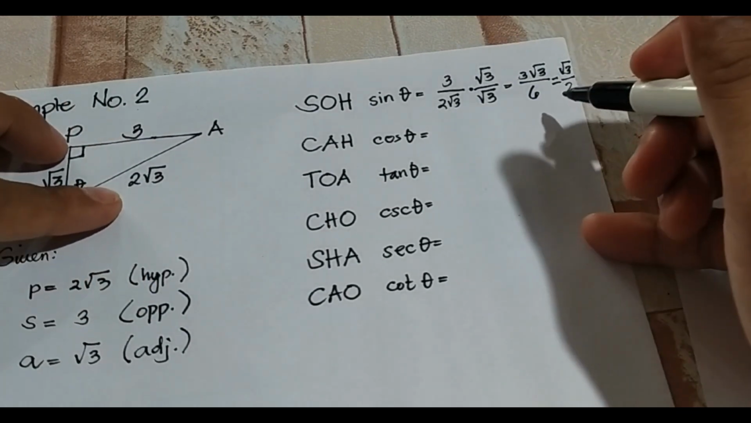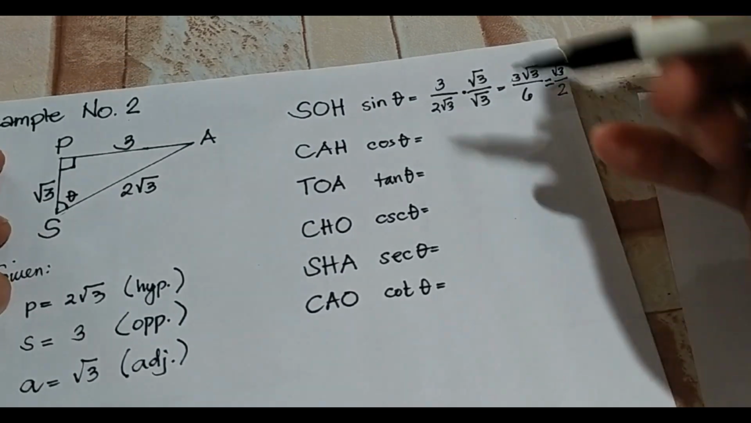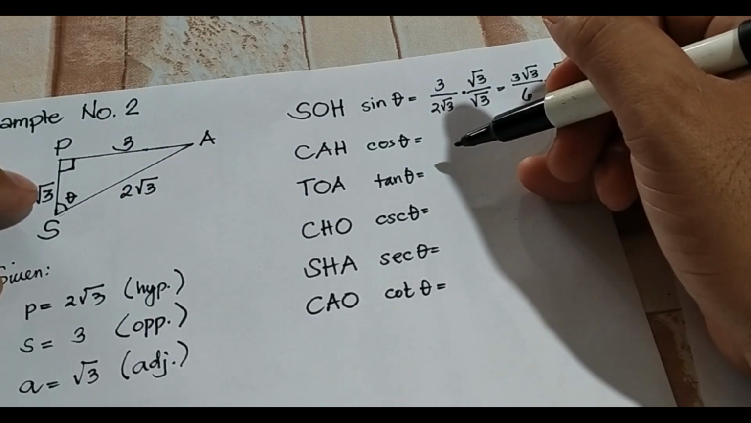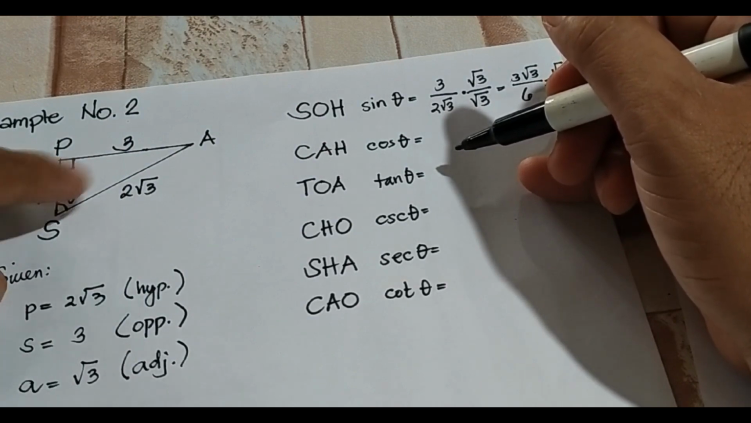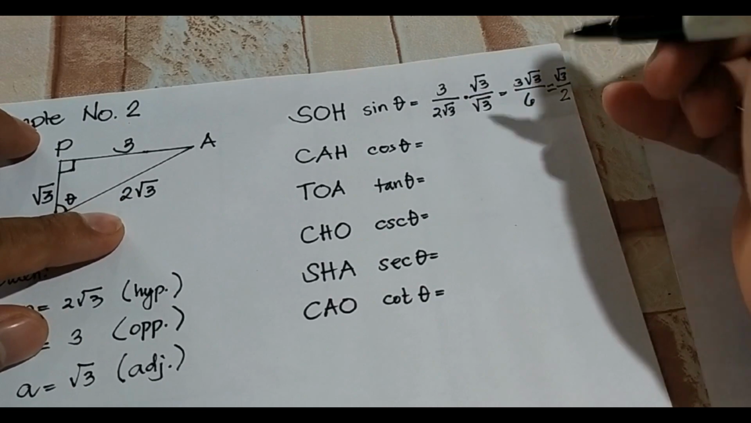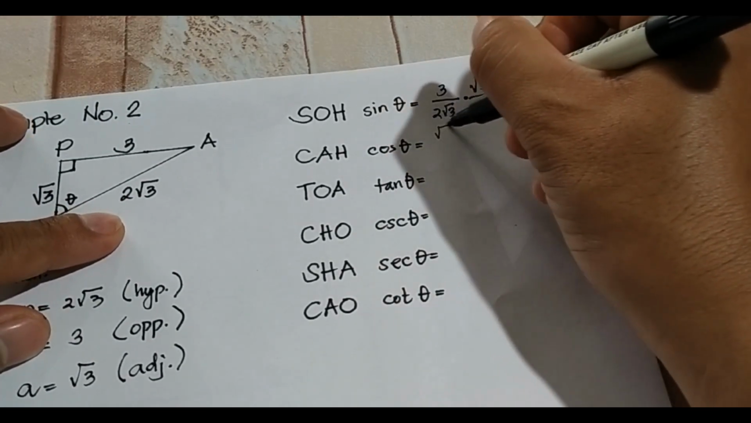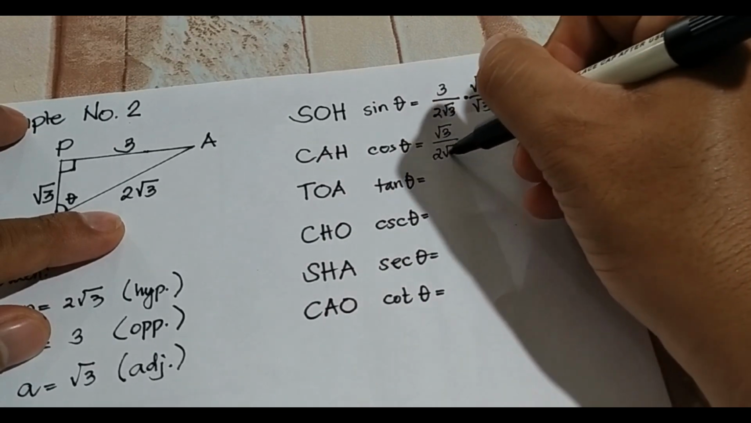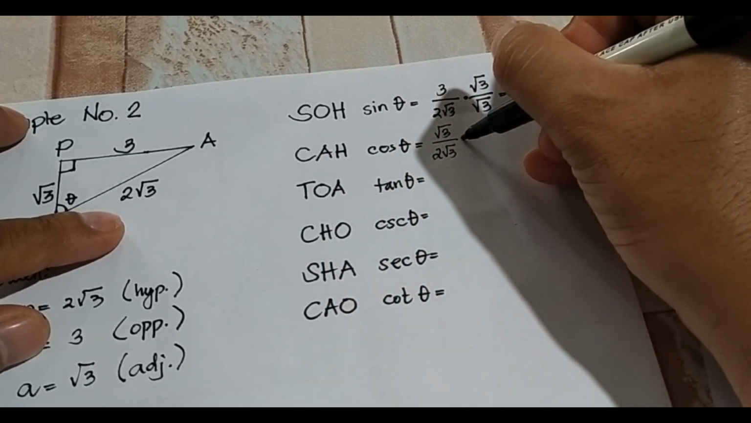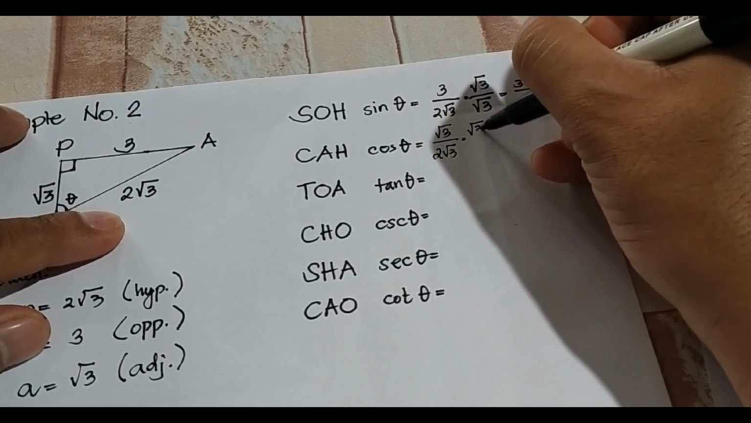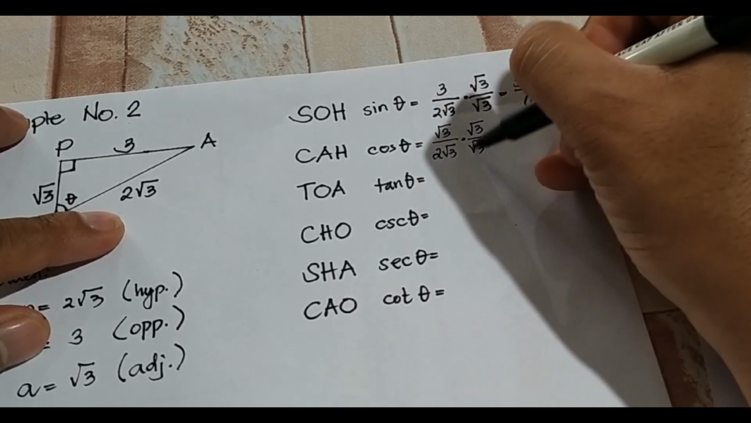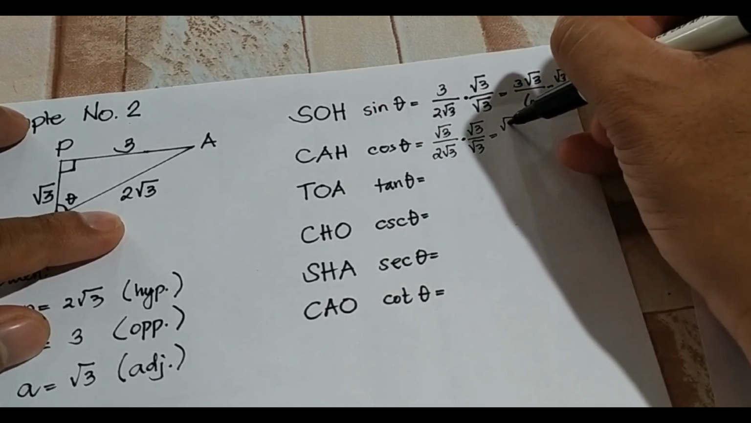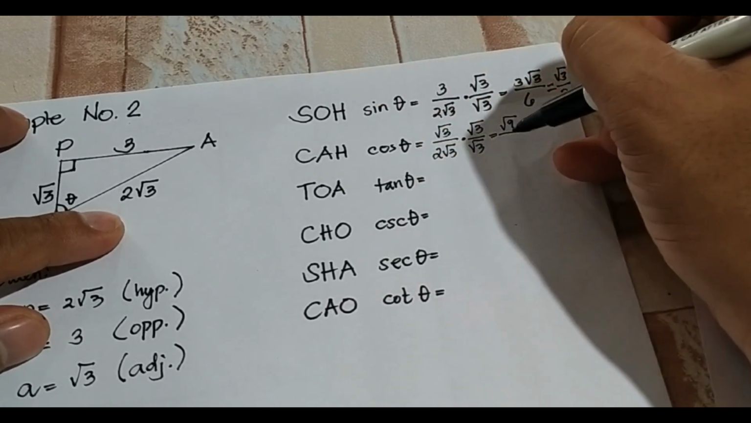So that's the value. Sine theta here is square root of 3 over 2. Alright. Now how about the cosine theta? For the cosine theta, we have adjacent over hypotenuse. So the adjacent here is square root of 3 over the hypotenuse 2 square root of 3. So you have square root of 3 over 2 square root of 3. Again, we have to rationalize this one. So we have to multiply square root of 3 over square root of 3.